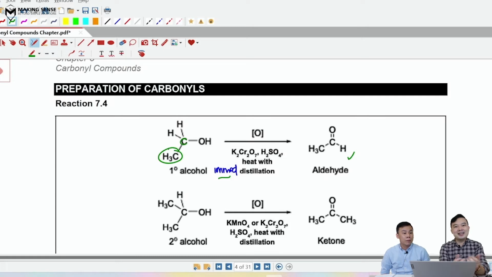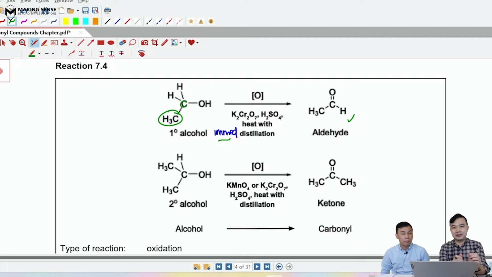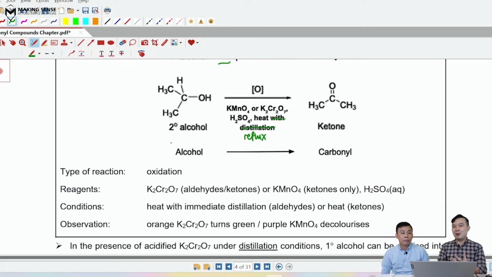The other way is to look at secondary alcohol, but the product you're going to get is a bit different. You're going to end up with a ketone. We can use any kind of oxidizing agent, potassium manganate or potassium dichromate, that is fine. But be careful here, we don't heat with distillation. We usually do this under reflux. Bear in mind, primary alcohol can only get you an aldehyde, secondary alcohol can only get you a ketone. So that's the first way of getting the steroids and carbonyl compounds for Mr.